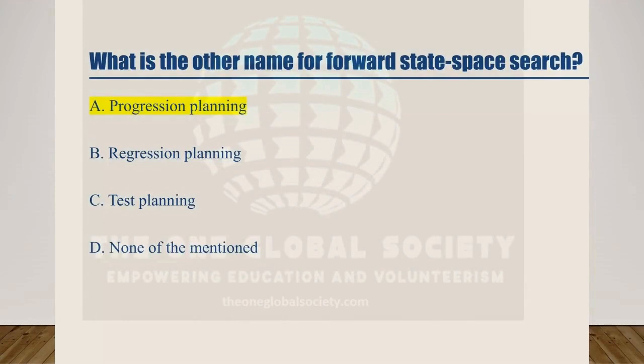So let's read the question and answer again. What is the other name for the forward state space search? And the answer is progression planning. Let's see the next question.